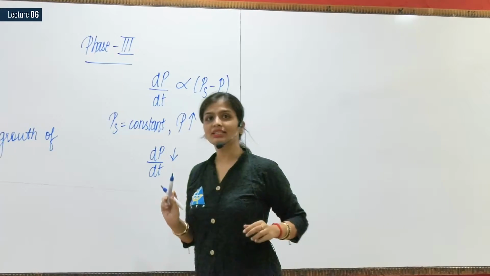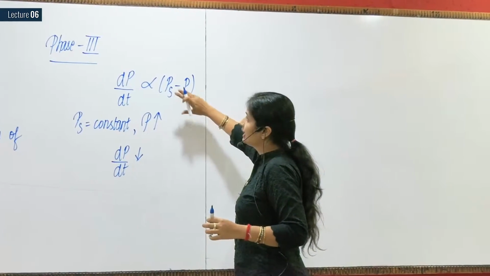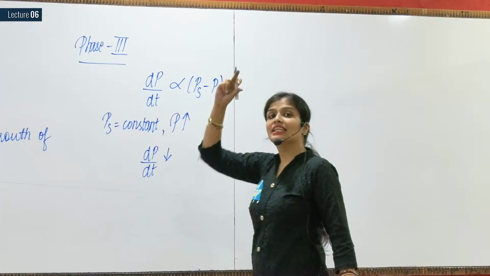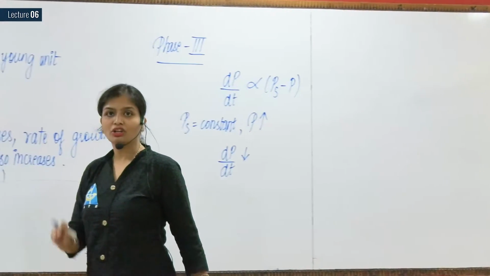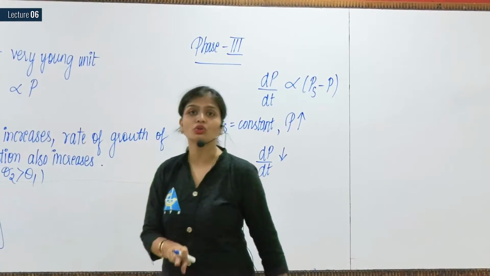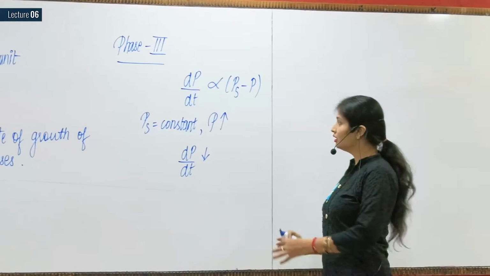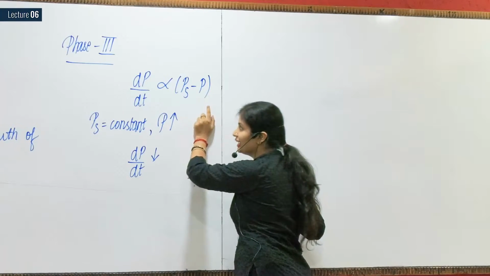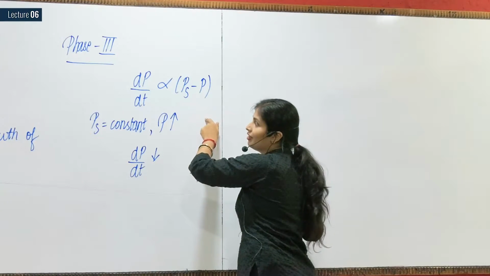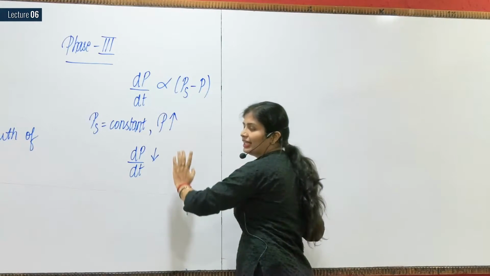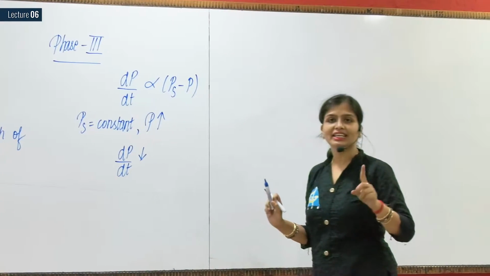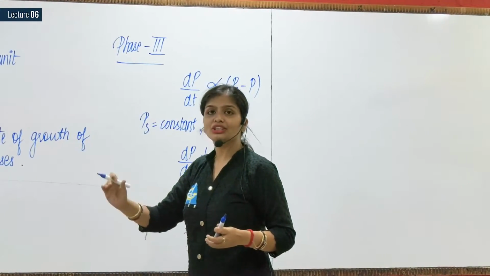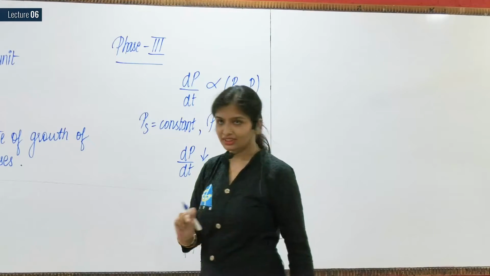Your dP by dt will decrease, right? So what I'm telling you is, in this third phase, the population increases, but the rate of growth of population, the rate at which the population grows, is decreasing. You understood? Or I shall say it again. PS is constant, population is increasing, this whole value will decrease. So dP by dt will decrease. The population is increasing, but the rate of growth of population is decreasing.